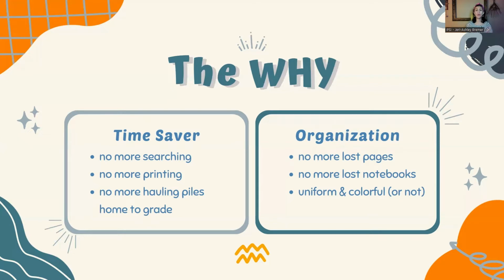My big number two, organization. No more lost pages. No more things falling out of the notebooks. No more pages being ripped out and getting lost. No more lost notebooks. You can make them look a little more uniform when you push them out to students, and colorful or not colorful. And there's just so much more that you can do with the organization in the digital ones, because if it's in there, you can still move it around, versus a tangible notebook. It's a little hard to rearrange if you decide you want to add something in or take something out.